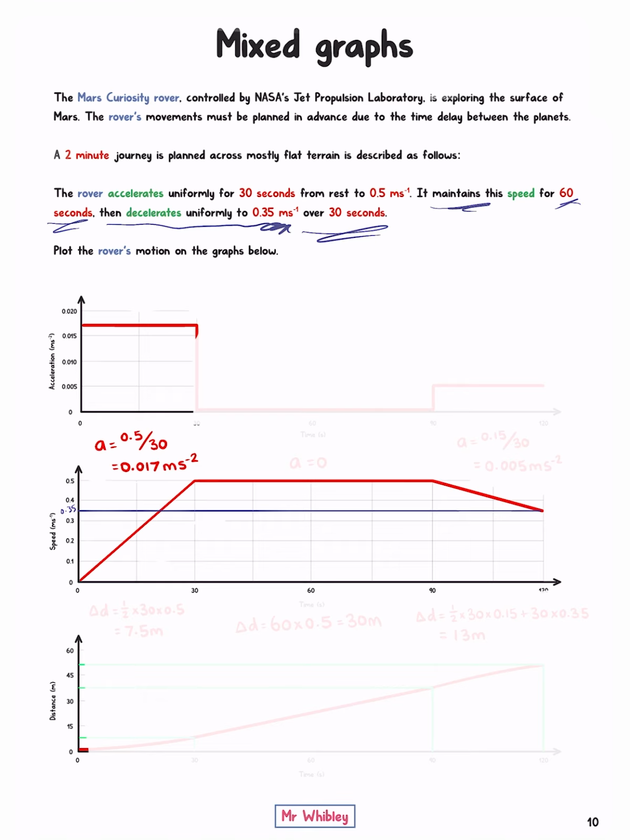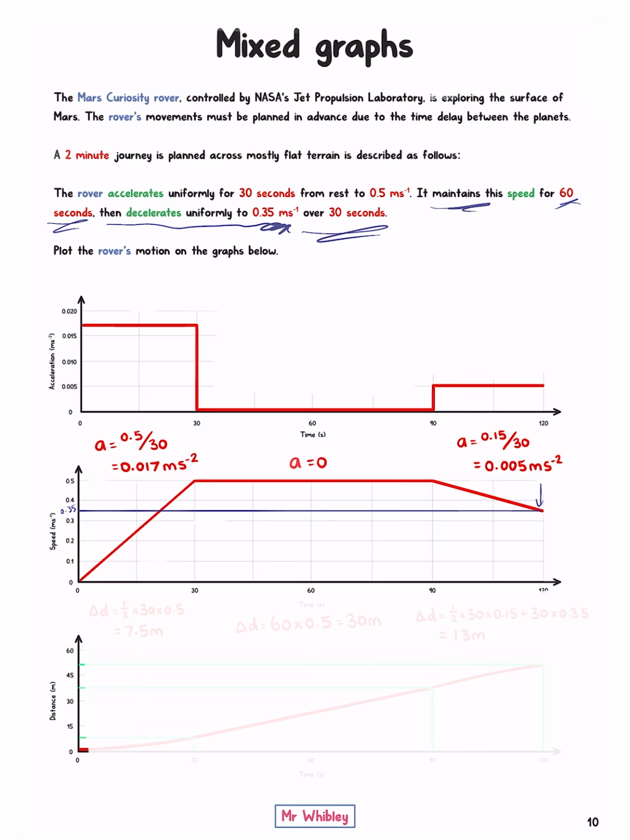Then our speed doesn't change for 60 seconds, so our acceleration is 0. We can now calculate the acceleration in our last section by once again taking our change in speed, which from 0.5 to 0.35 is 0.15, divided by our duration of 30 seconds, which gives us 0.005 meters per second squared.